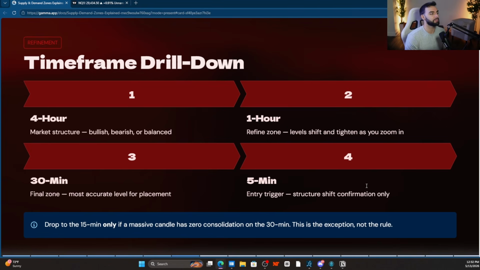So I do sometimes, if the market structure in the 4 hour is super bullish, I sometimes don't wait on a structure shift. But if you want that A plus setup, if you want to have the highest win rate, the structure shift will show on the 5-minute time frame.